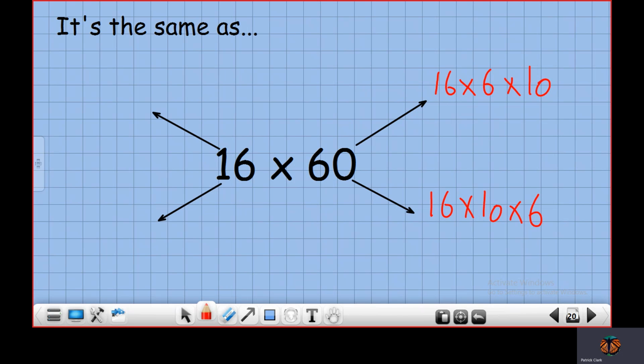So I could do 8 times, because I've halved 16 and I have to double 60, 8 times 120. And I like timesing hundreds, they're easy, aren't they? We could do it the other way around then, couldn't we? We could do 32 times 30. Now that's a bit easier because it's got rid of the zeros at the end. It's made it a smaller number there, hasn't it?